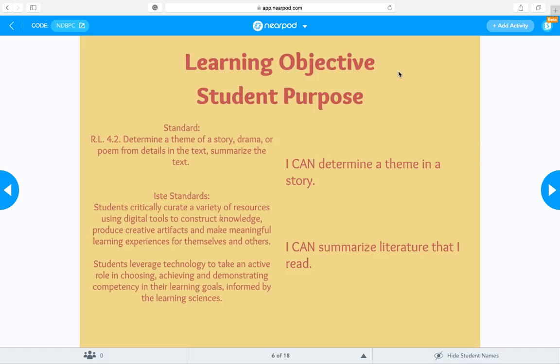And so my next slide is the learning objective for the student purpose. So my standard is determine a theme of a story, drama, or poem from details in the text. Summarize the text. And then those are the two ISTE standards, which I won't read just because they are a bit lengthy. But my two I can statements, which is what the students in my class would be using, is I can determine a theme in a story. And then the second I can statement is I can summarize literature that I read.